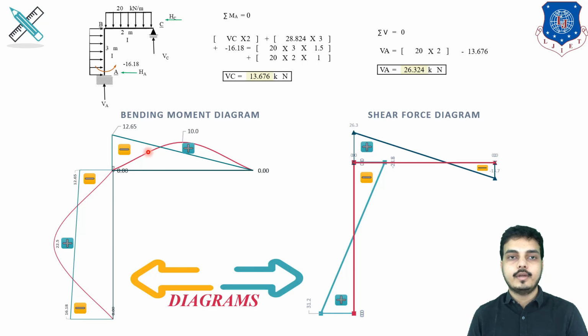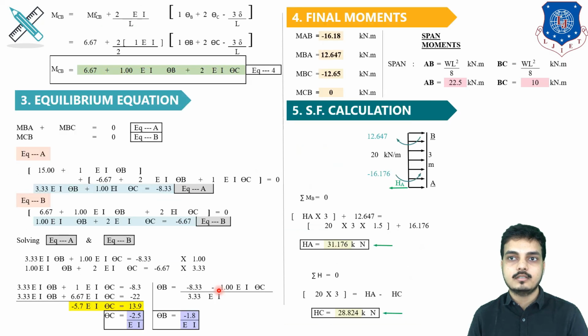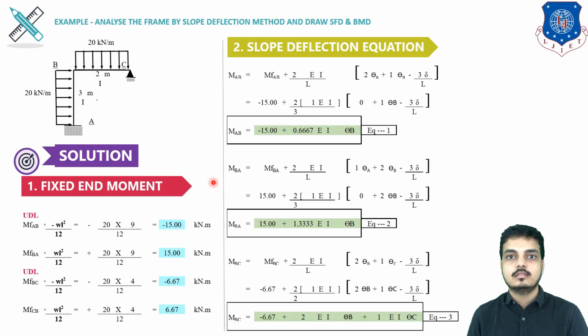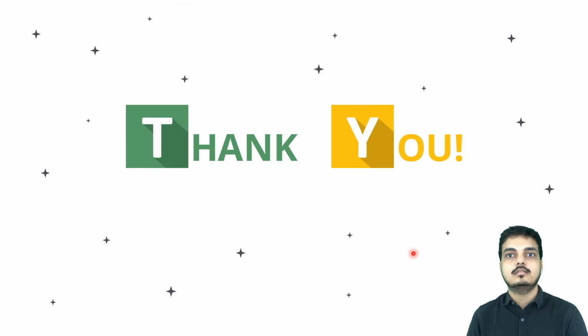So like this, we have to find and solve sums with frames. We did fixed end moments, slope deflection equation, equilibrium condition, final moments, and diagrams. So this is the way you have to solve in the exam: first fixed end moment, then slope deflection equation, then equilibrium conditions, then final moments, shear force calculation if asked, and then diagram.